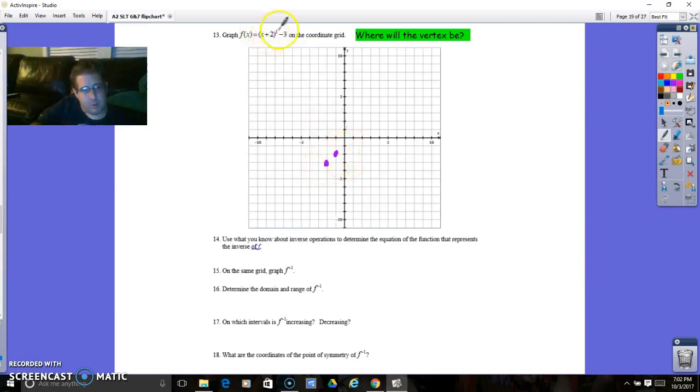0 plus 2 is 2. 2 cubed is 8. 8 minus 3 is 5. 1, 2, 3, 4, 5. All right. So there's this side, and the other side is going to look very similar. It's going to look like that. I'm trying to save time here because I ran out of time in the last video.